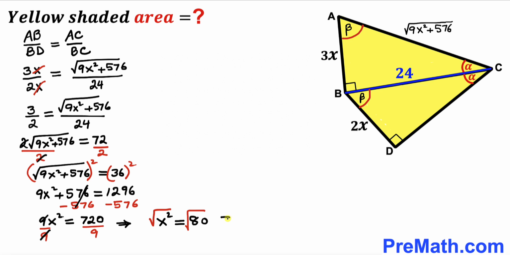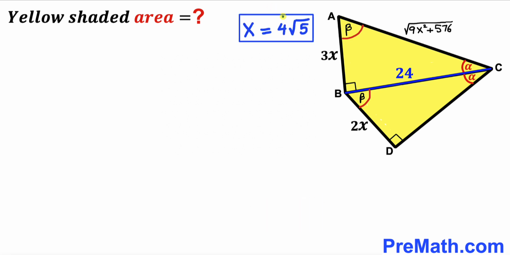So therefore our x value simply turns out to be 4 times square root of 5 units. So thus our side length AB is going to be 3 times x, meaning we replace x by 4 times square root of 5. That's going to give us 12 times square root of 5.